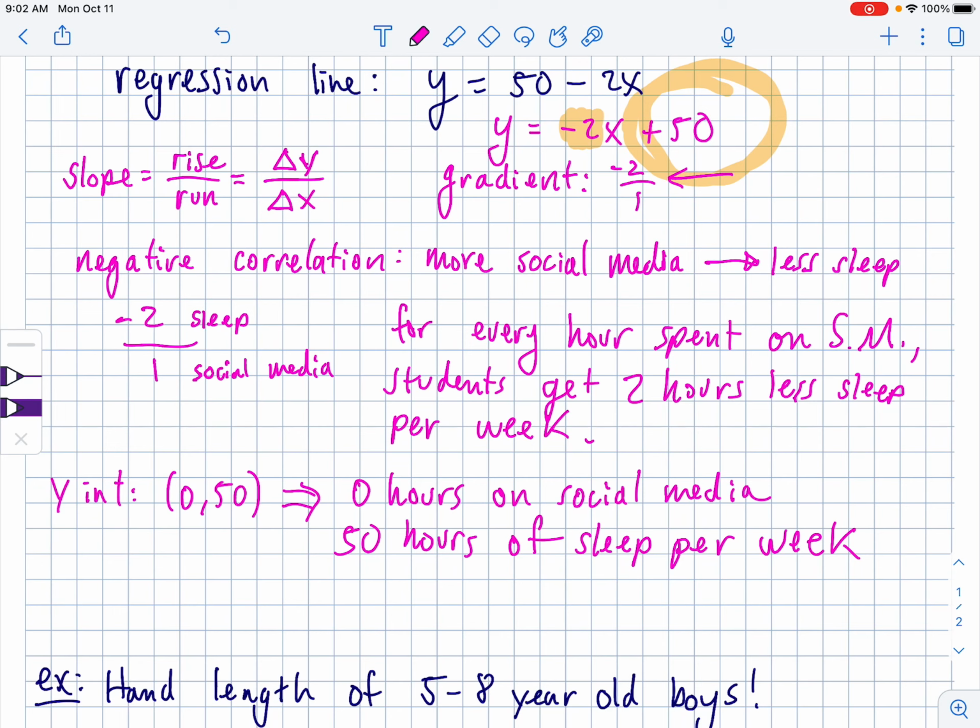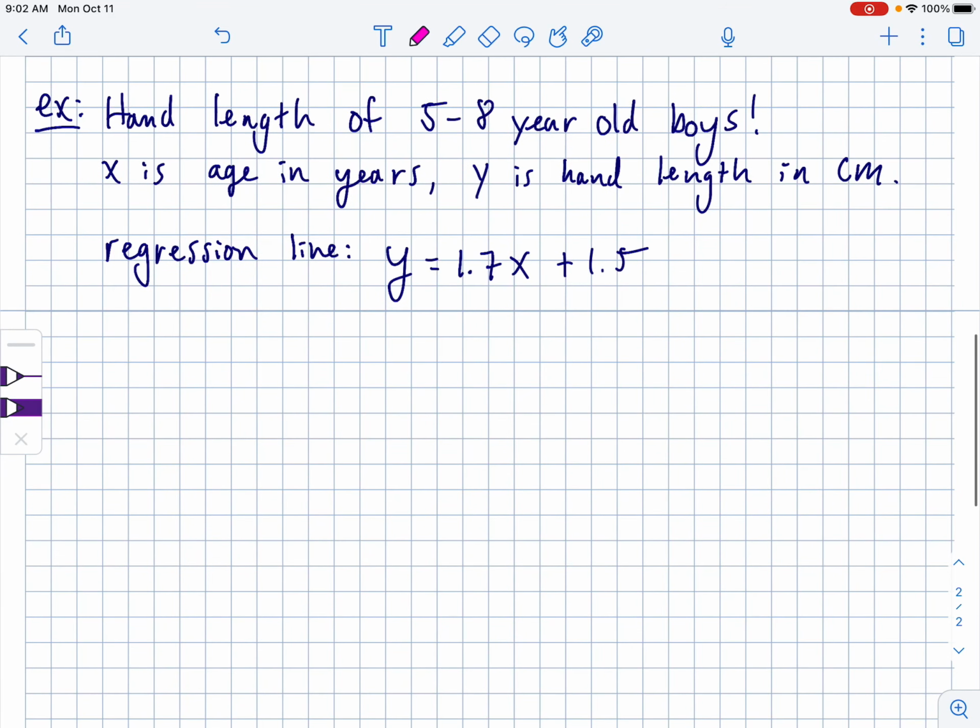So I think this implies if you were to cut out social media altogether, that you would be getting 50 hours of sleep per week. And then any hours spent on social media is just going to decrease that number. So for every hour on social media, that number is going to go down by 2, based on the data, based on the regression line.